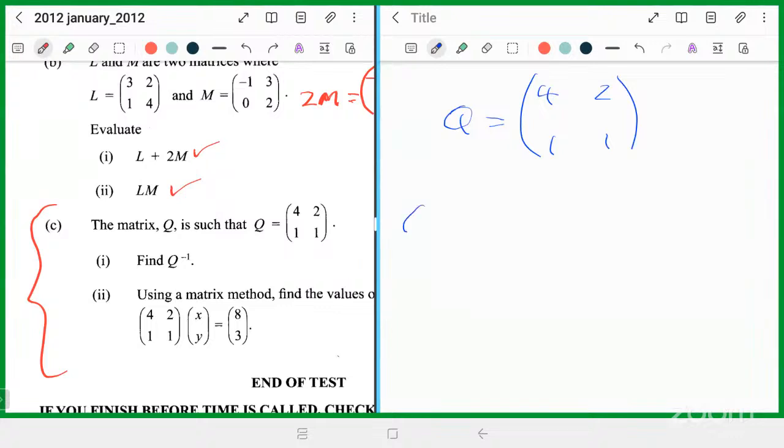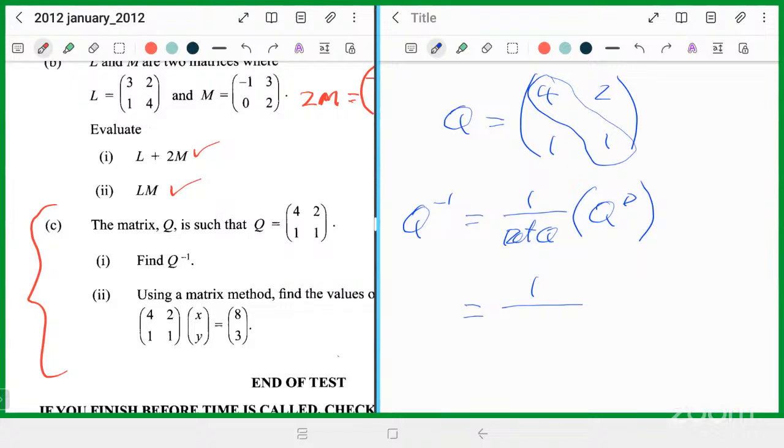And we are trying to find Q to the minus 1, which is calculated using 1 over the determinant of Q multiplied by the adjoint of Q. So the determinant under here is equal to the first diagonal product minus the second diagonal product. So it's 1 over. First diagonal product is 4 times 1 is 4, minus the second diagonal product, 2 times 1 is 2, so subtracting 2. So the determinant under here becomes 2.